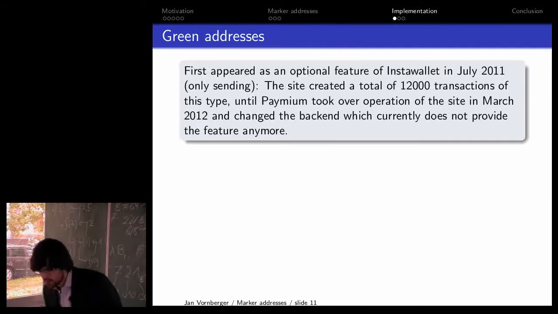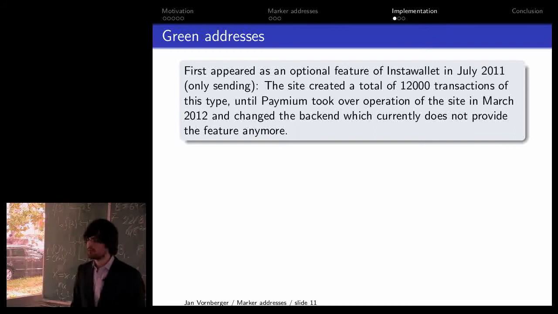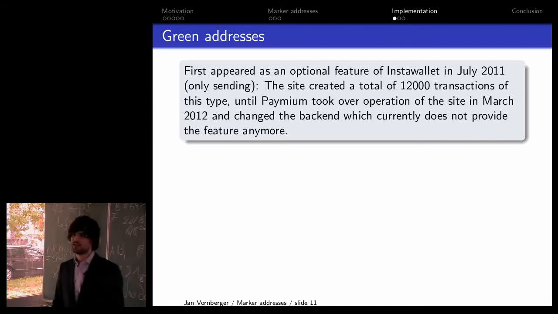Regardless, if I wanted to play around with it a little bit, I did this already in July last year. At that point, I was running a website called InstaWallet. I don't know, maybe someone in the room has come across it. It's like an online Bitcoin wallet where you don't download any software, you just have a website which you can use to receive and send Bitcoins. It was meant as an easy way for people to get started with Bitcoin.